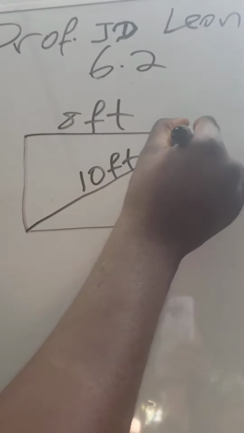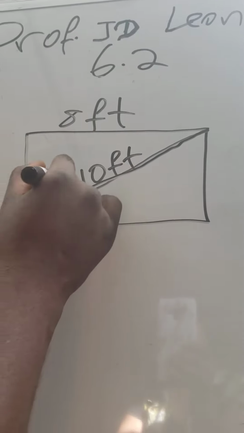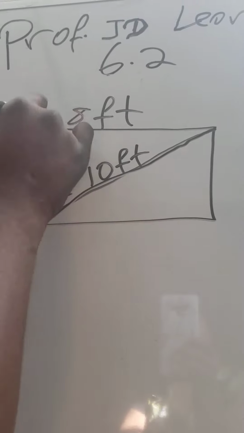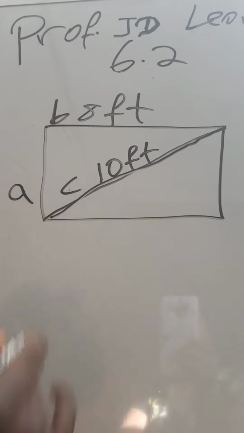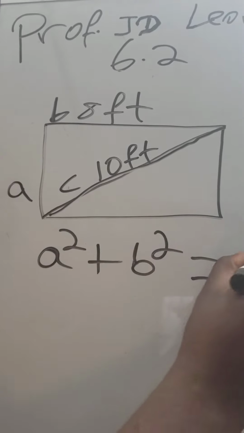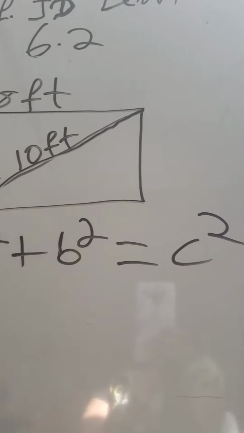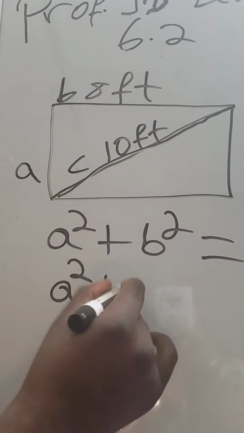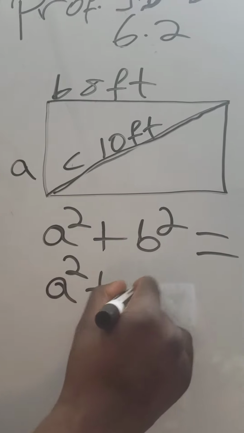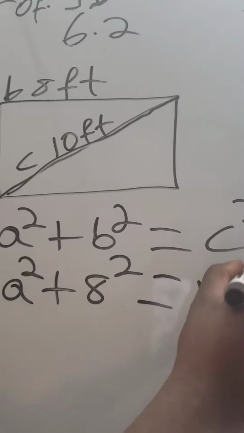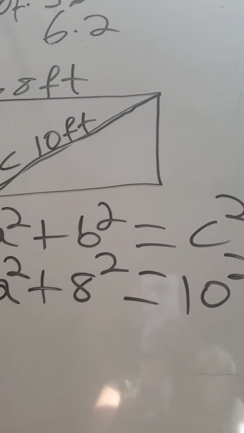Remember, with the Pythagorean theorem, as we mentioned earlier, the longer side is always c. A, b, and the longer side is always c. So using a squared plus b squared equals c squared, the way we approach this problem, it would be a squared plus 8 squared, because b is 8, and then c is 10, so it would be 10 squared.